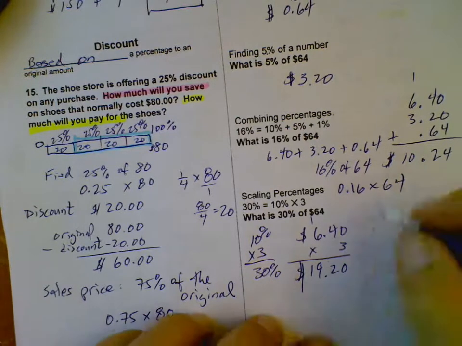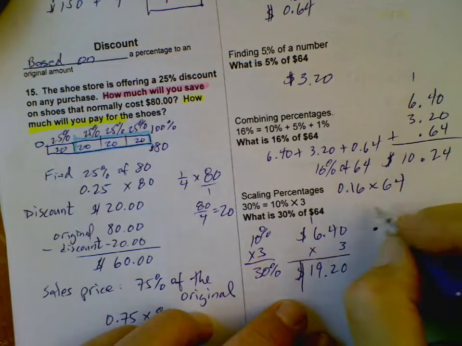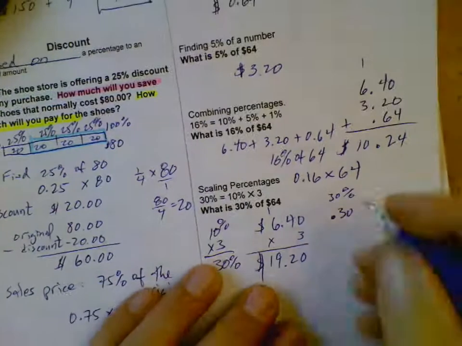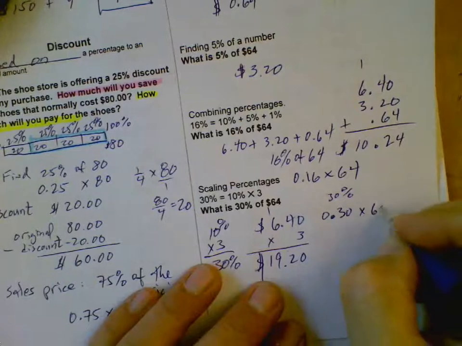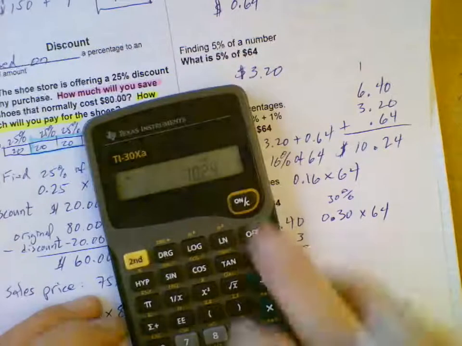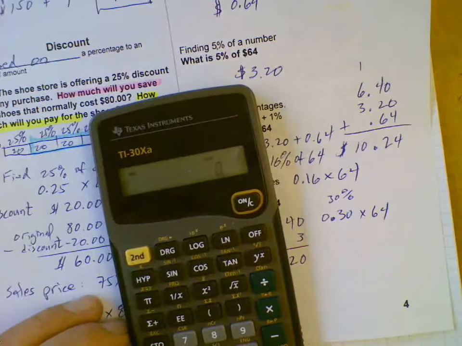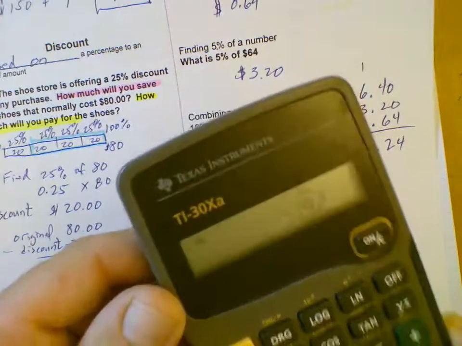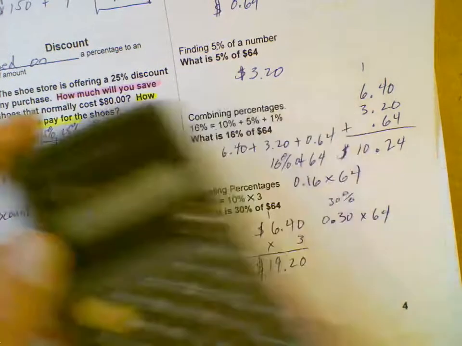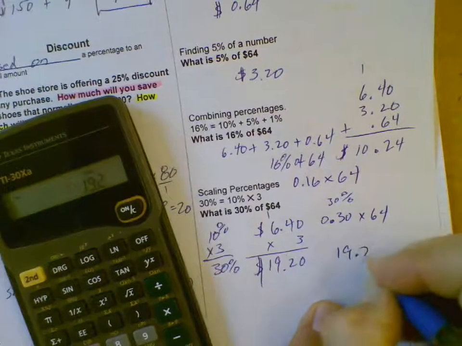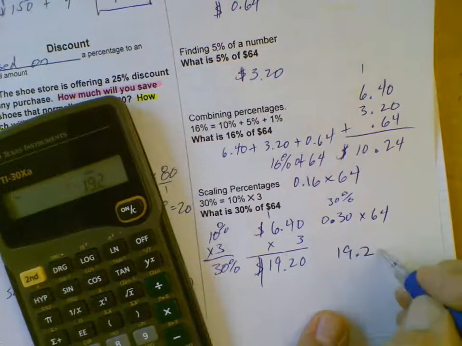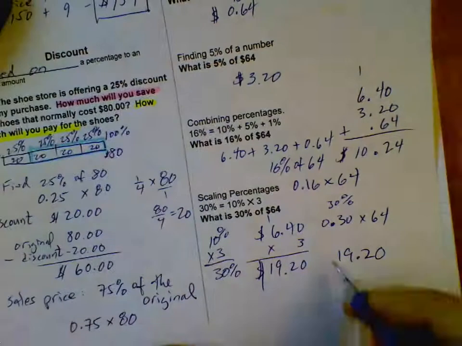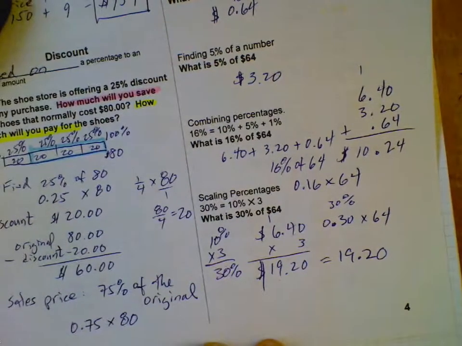And we can double check it really quickly by just doing this calculation. So 30% is 30/100ths times 64. Here's our last little calculation to check. What do we get? We get 19.2. Can you see that? There's 19 and 2/10. But 19 and 2/10 is the same thing as 19 and 20/100ths. So a match.